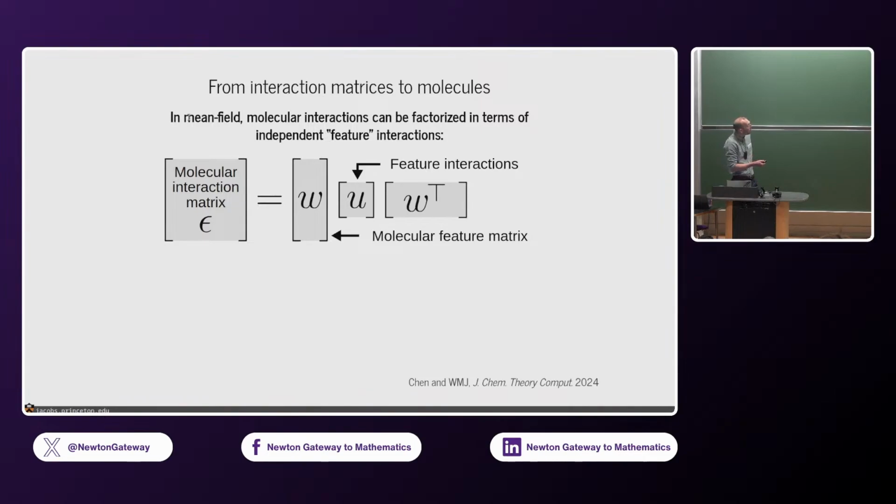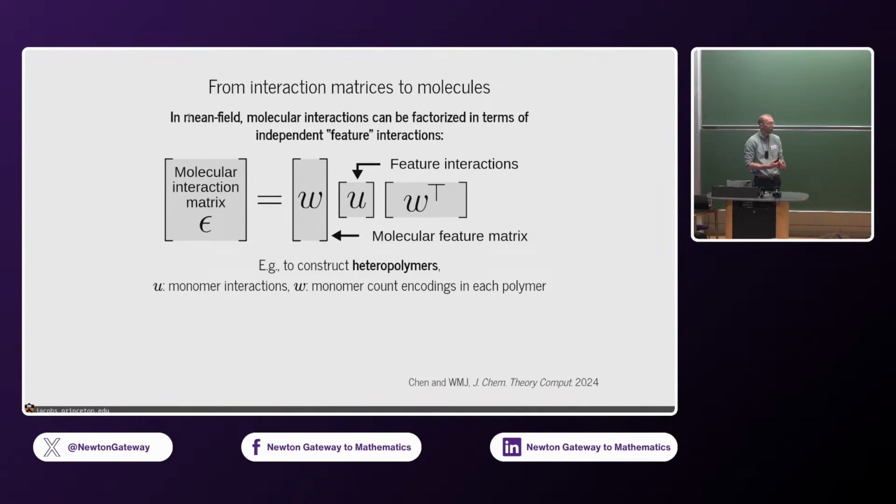If we stay within this mean field framework, then it's possible to factorize this epsilon interaction matrix and break it up into linearly independent features. For a concrete example, I'm going to talk about designing heteropolymers. In this heteropolymer case, our matrix U here would represent the interactions between the different monomers that are built into heteropolymers, and the W matrix would tell us the count encoding, or the frequency with which we see any particular monomer in one of the heteropolymeric species.